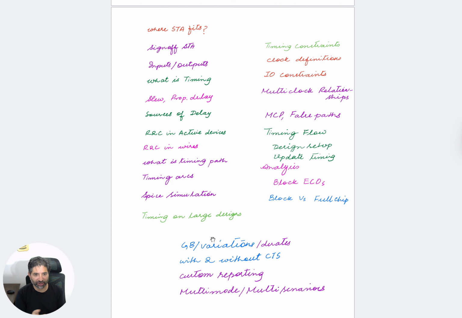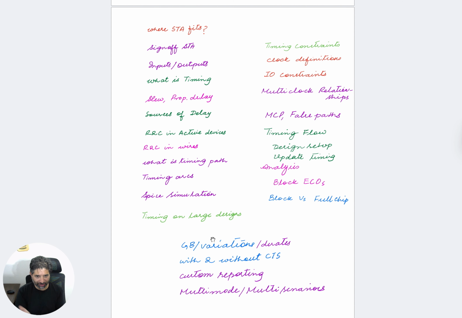Then custom reporting. If you are not aligned with just the default reporting, you want to write a script with collections and all that, and get different attributes. So we'll look into that. And of course, multi-mode, multi-scenarios. Modern chips have so many views, so many scenarios and modes. So we'll talk a bit about that.